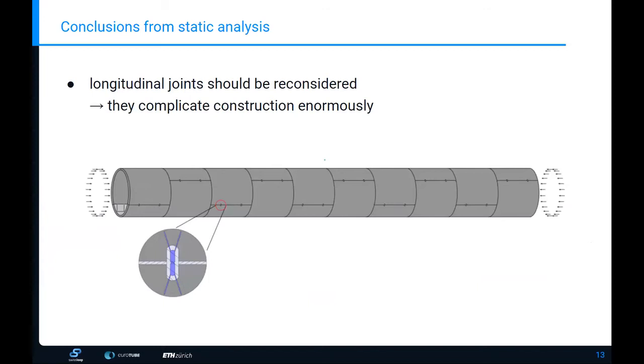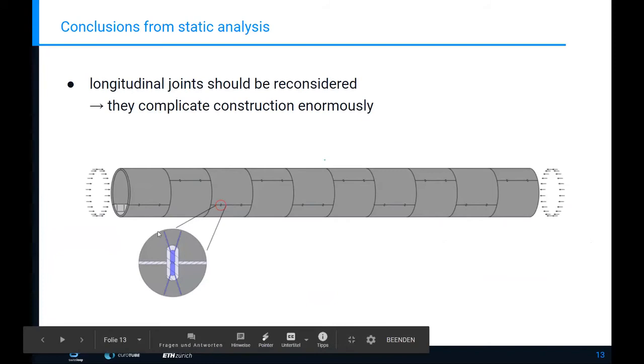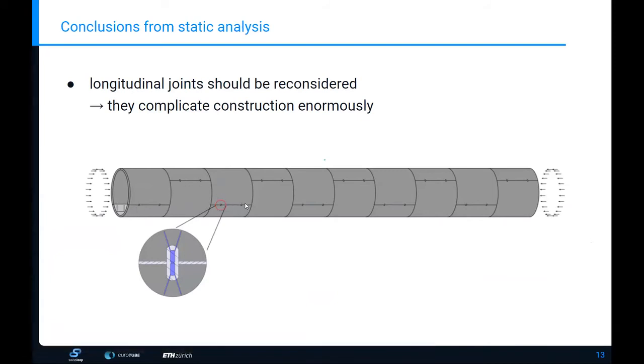And then the second conclusion, the most important conclusion from my static analysis, was that these longitudinal joints, the ones here which are shifted every 2 meters, are not so practical. We discussed this a lot and thought it would be an advantage, because then we could lift the subtrack modules from above and use economies of scale and do the same tile, I would say, 50,000 times.